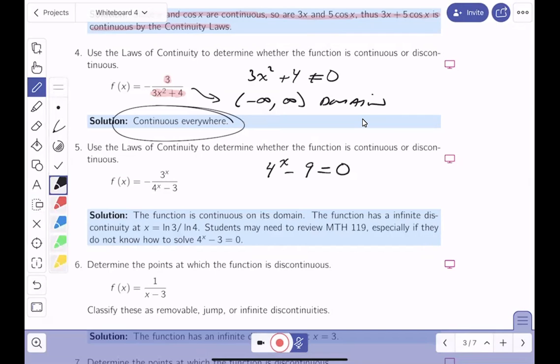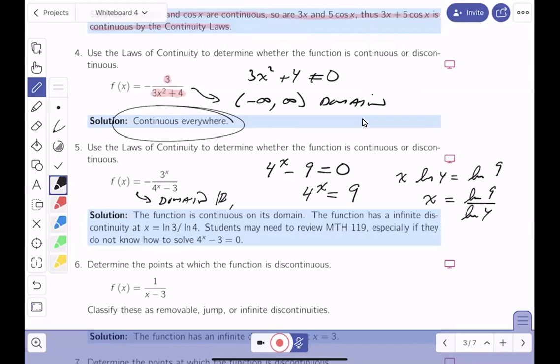Well, this harkens back to my Math 119 days, and I got to solve this thing. This is 4^x equals 9. And by the way, I'm writing down this guy's domain now. I know it's all real numbers except some number can't come in. And what would this be? I would take the natural log of both sides, and you would get x ln 4 equals ln 9. This is what you learned in Math 119. And x would equal ln 9 over ln 4. So I'm going to say it's all real numbers except ln 9 over ln 4.